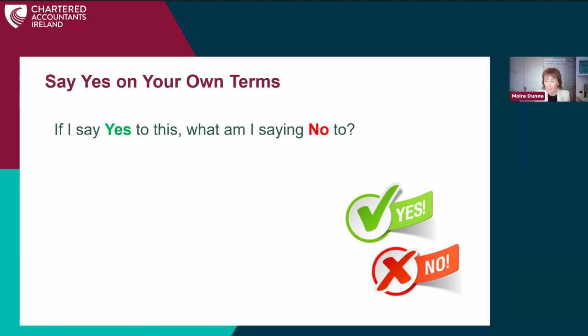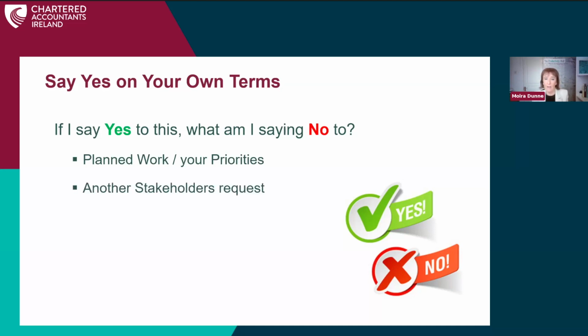And we often don't think about it because, as I say, we kind of jump in, we do the new request, and then it's only later in the day that we think, oh, I was supposed to get time to do that. And now we're running into a meeting this afternoon and we didn't get the time to do the prep that we'd planned to do or whatever else it was. So what are you saying no to? Planned work, as we said already, someone else's request, perhaps.